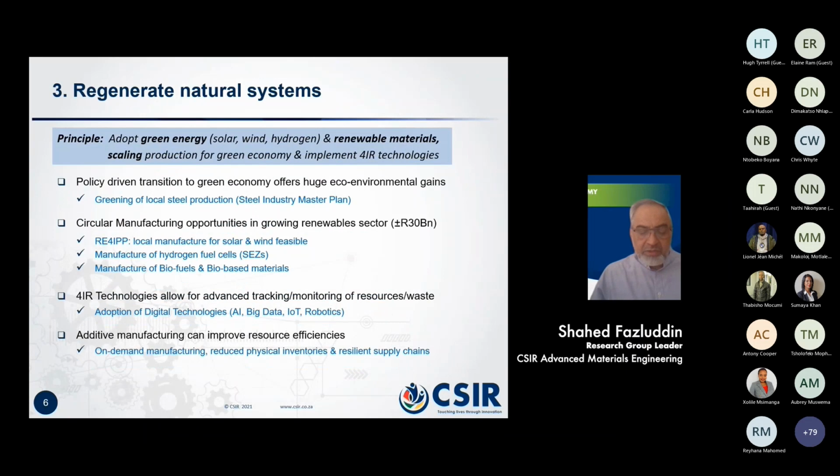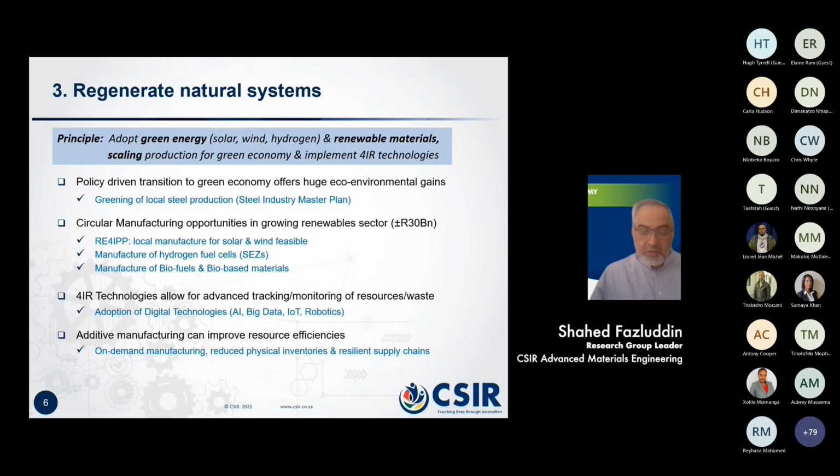The circumvention of non-renewable resources such as fossil fuels can help regenerate natural systems. The adoption of green technologies and scaling towards the green economy form a key part of circular economy implementation. National policy encourages the transition to renewable energy and materials, affording both financial and environmental gains for businesses. The Steel Industry Master Plan calls for greening of the local industry through increased use of solar, wind, and hydrogen for energy and process heat as a means to decouple from its fossil fuel dependence.